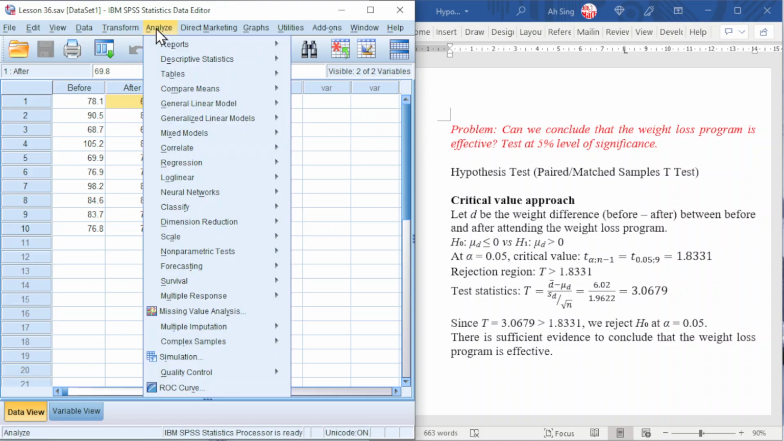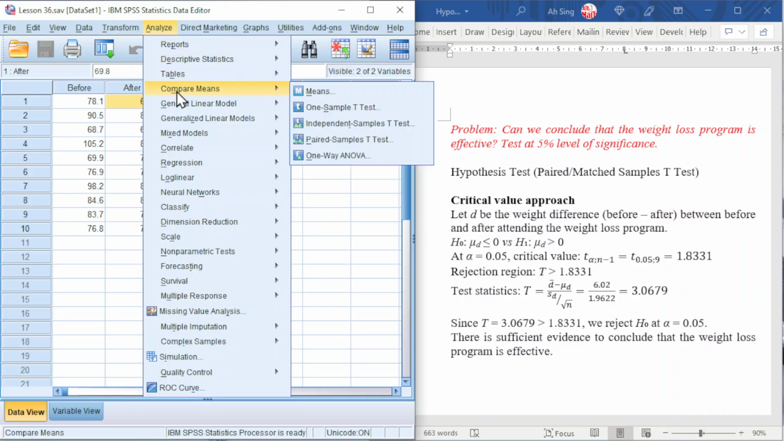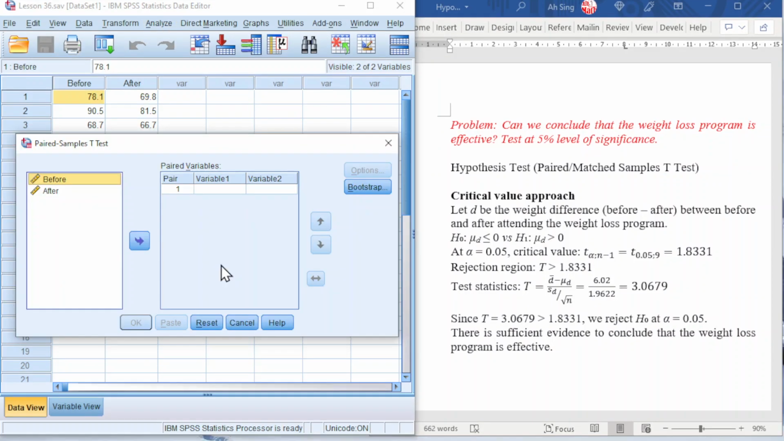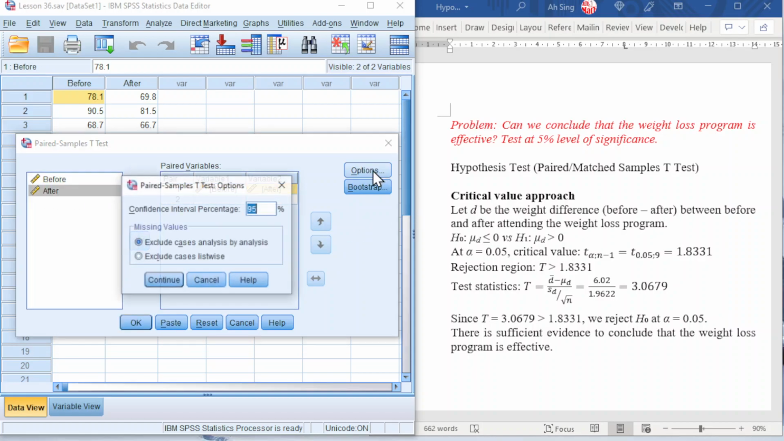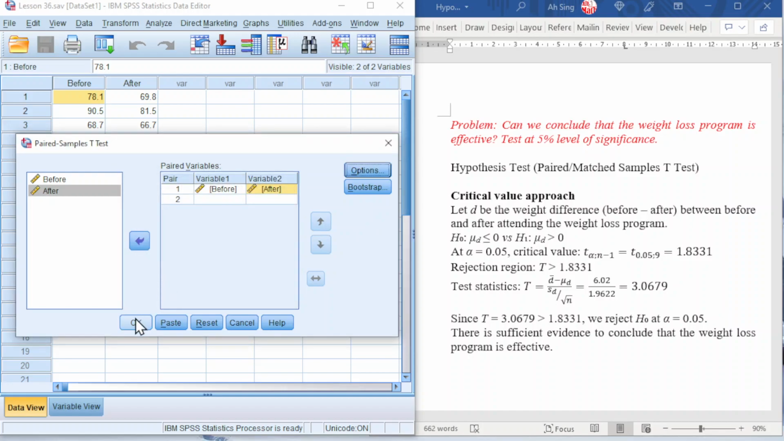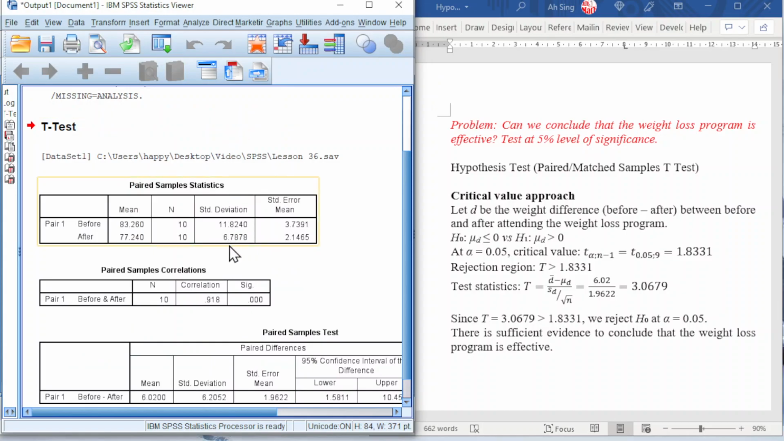Let's go to Analyze, look for Compare Means, and click on Paired Samples t-test. We should bear in mind that SPSS always takes variable 1 minus variable 2. And for our case, we should have before minus after, which means that we should put before under variable 1, after under variable 2. Click on Options and check the confidence level if needed. Click on Continue and click on OK, and we should obtain the result that we want.